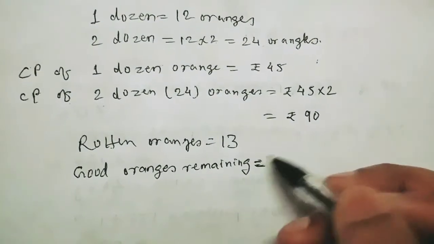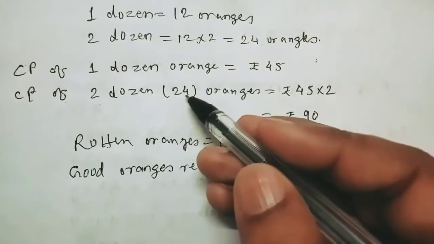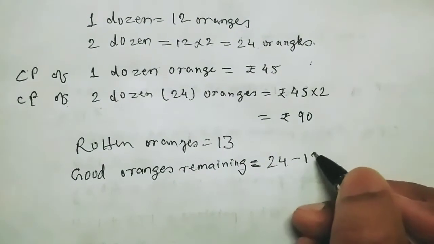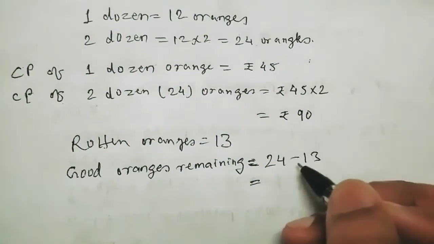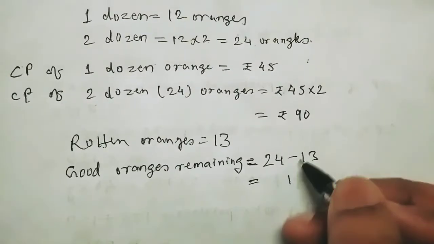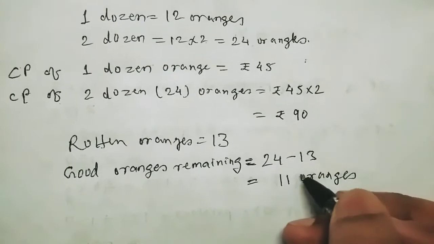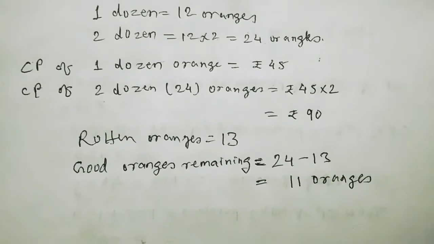So good oranges remaining, how many? Total was 24 and 13 were rotten, so you have to subtract. 24 minus 13. So how many oranges are good? 4 minus 3 is 1, 2 minus 1 is 1. So 11 oranges are good. So you have to calculate the selling price of 11 oranges.